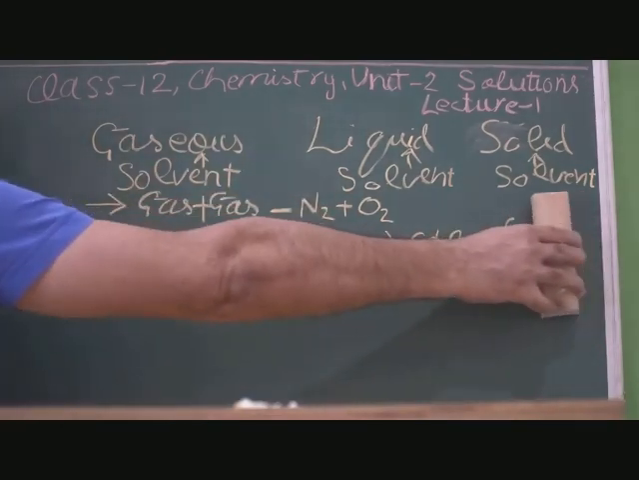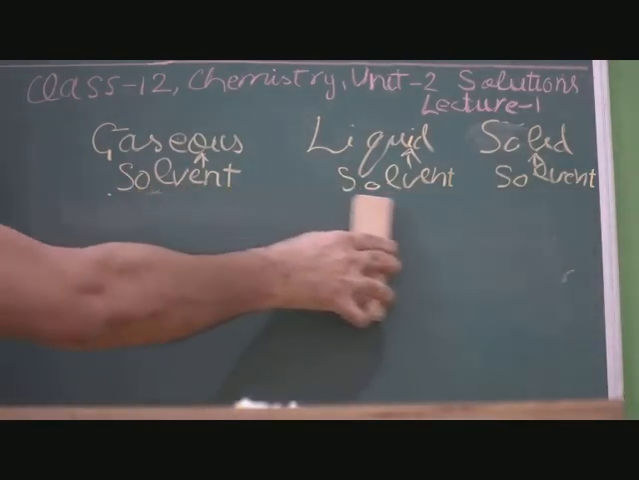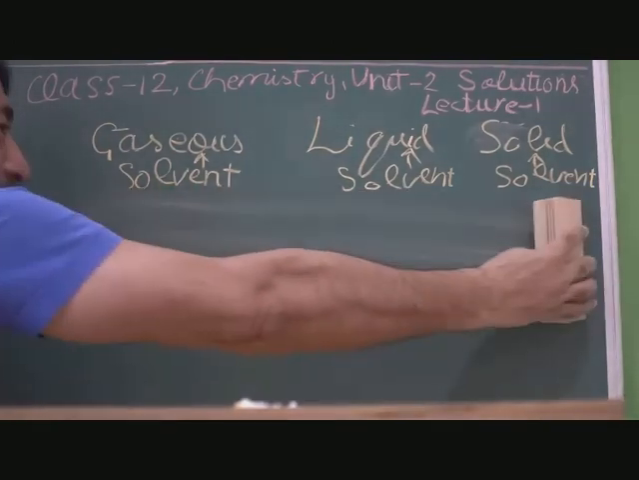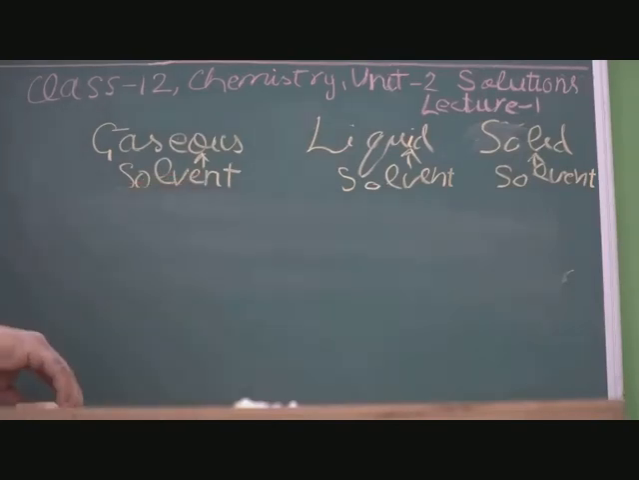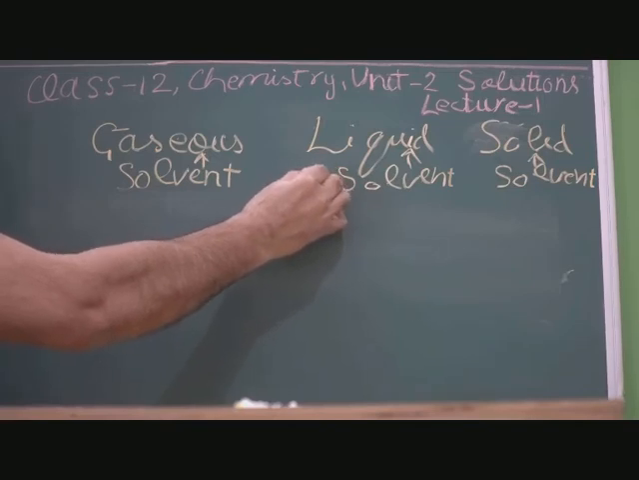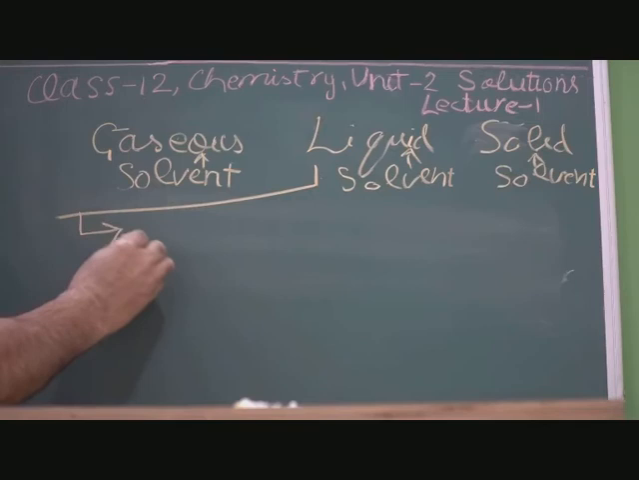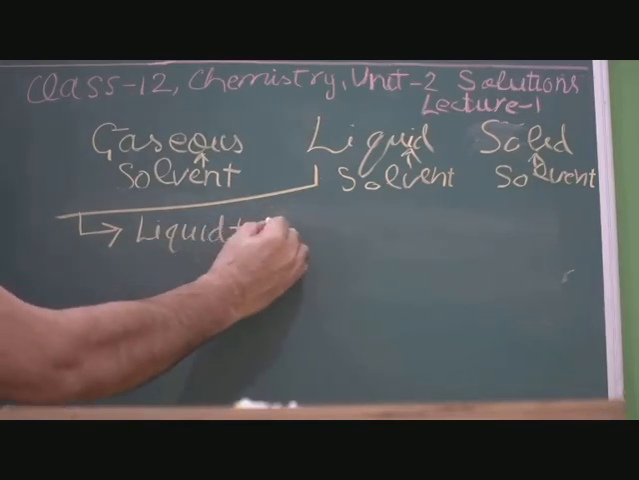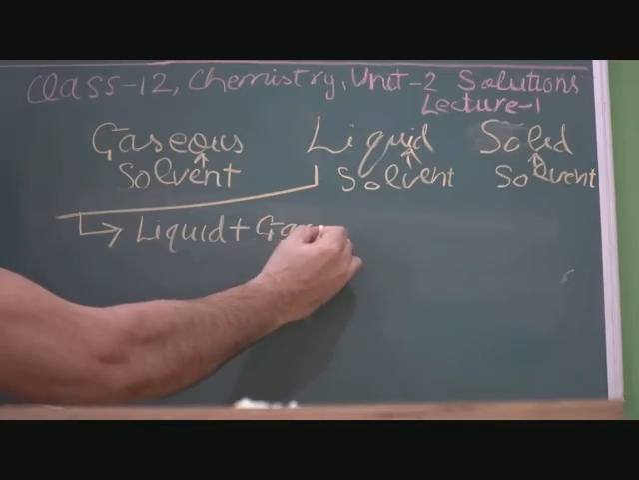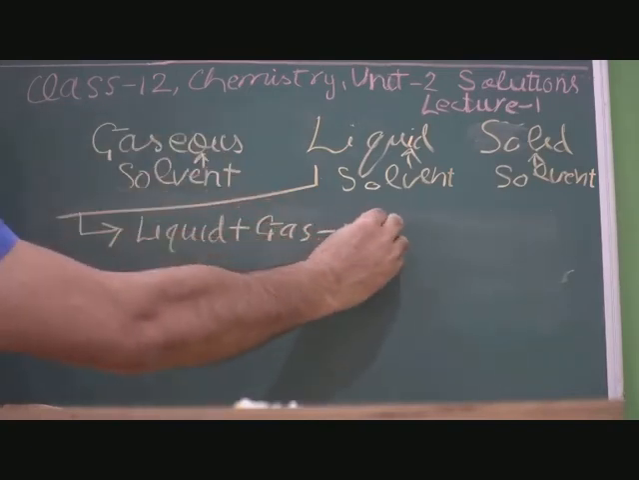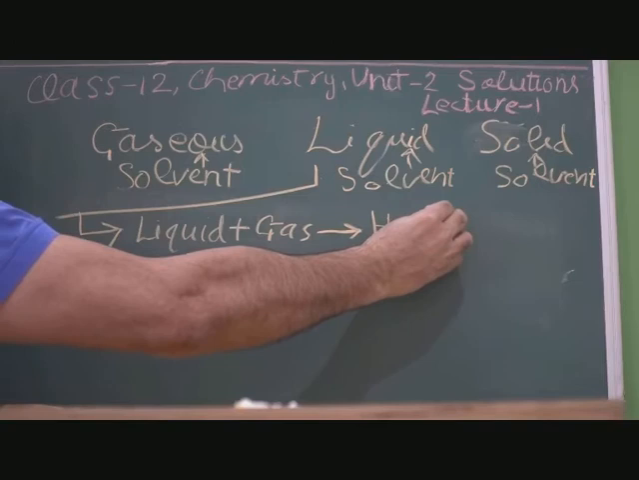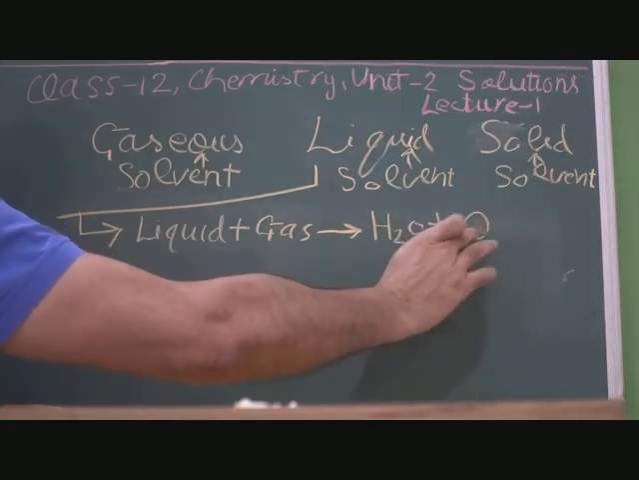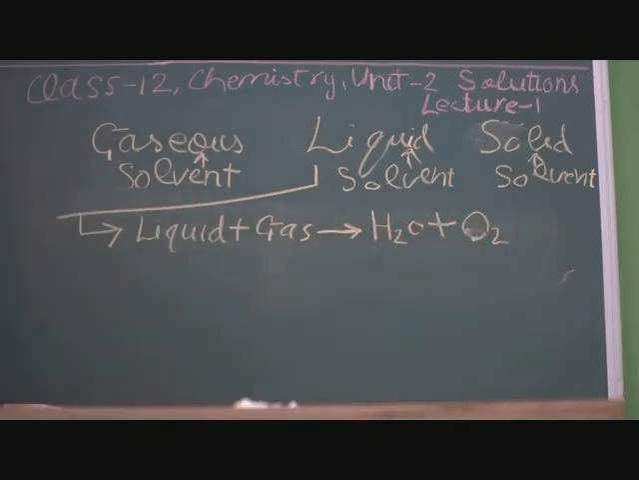Next, if solution is in liquid state or in liquid, then also the same composition can be there. Means when it's in liquid state, then solvent is liquid and solute can be gas. For example, in water we can dissolve oxygen. Water and oxygen mixture, that's a solution of liquid and gas, and its state is liquid.